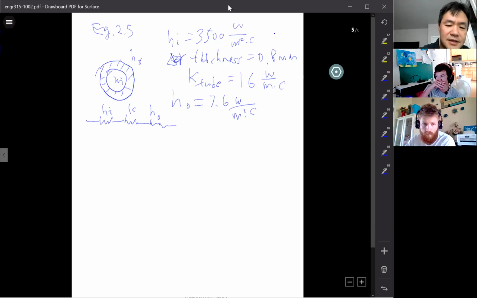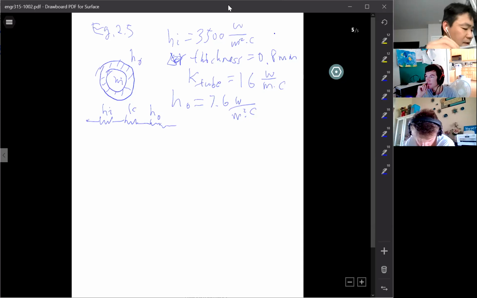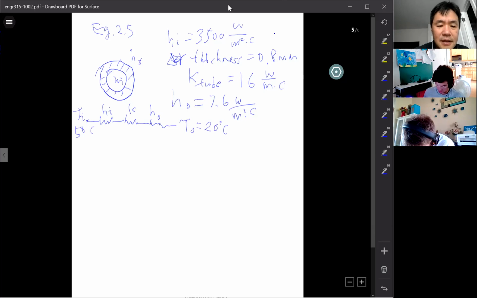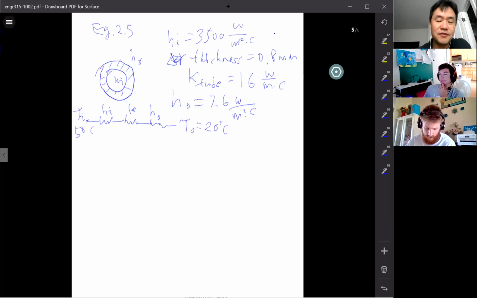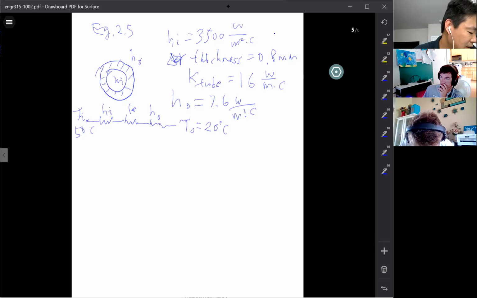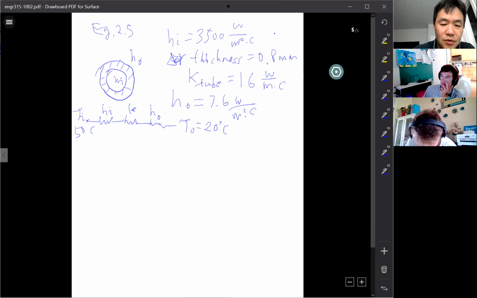Okay. Temperature inside is 50 degrees Celsius. What is the temperature outside, to the surrounding air? T out is 20 degrees C. T in, HI, K, this is the conduction. Then the H out, HO, then T out, right? 50 to 20. So we know we have to find out the thermal resistance of the whole thing, right?